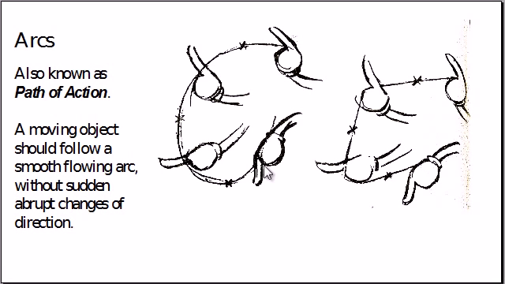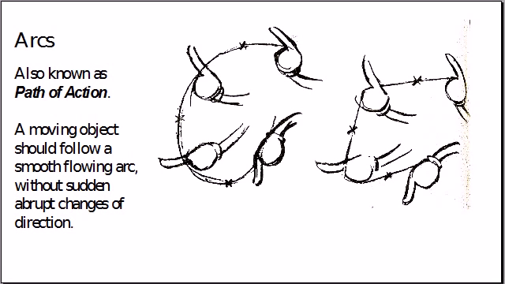Here's another concept, arcs, which are also called path of action. Here's a character pointing. Again, this is taken from The Illusion of Life. And what we're really looking for here is the in-between positions following a nice smooth arc as the hand goes through the air. Unlike this version here, where the hand is on a kind of jerky arc or path of action.